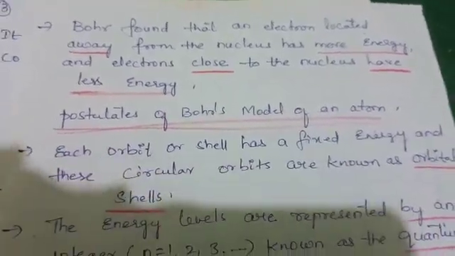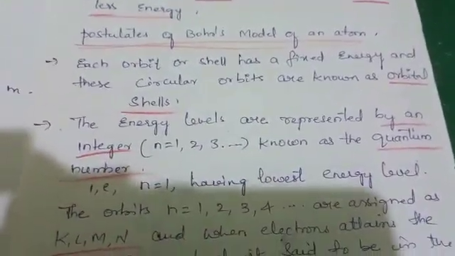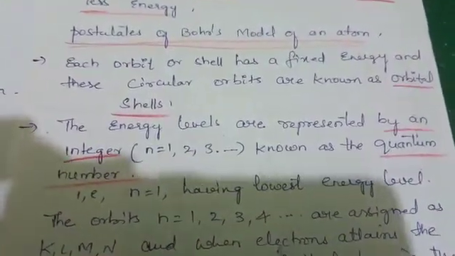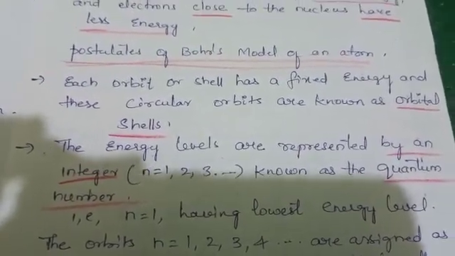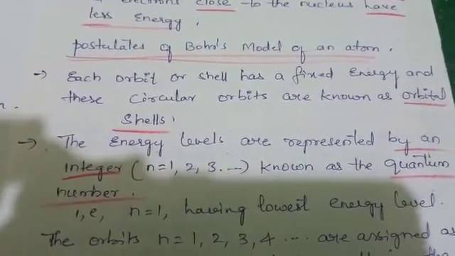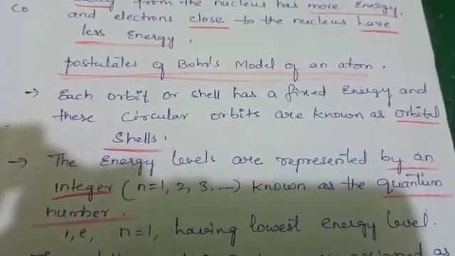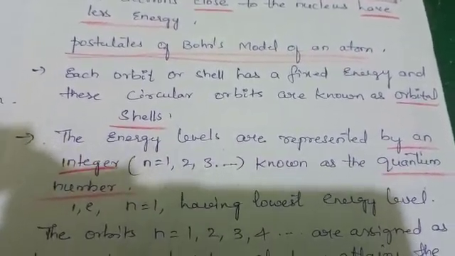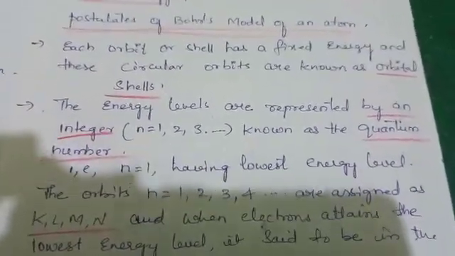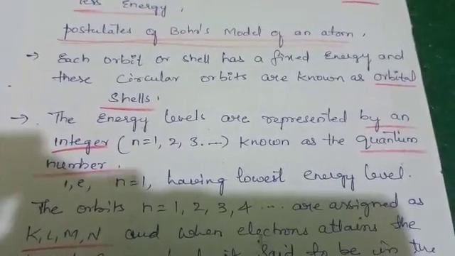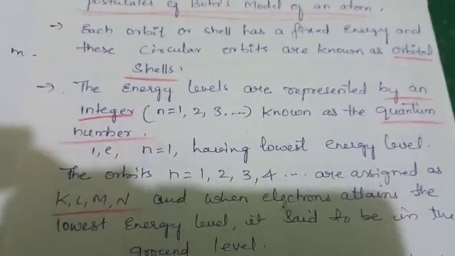What are the postulates of Bohr's model? What are the main descriptions? He described that each orbital or shell has a fixed energy, and these circular orbits are called orbital shells. Each and every shell has a fixed energy. We have how many shells? Four: K, L, M, N. The energy levels are represented by an integer, the number 1, 2, 3, 4, and they are also known as quantum numbers.